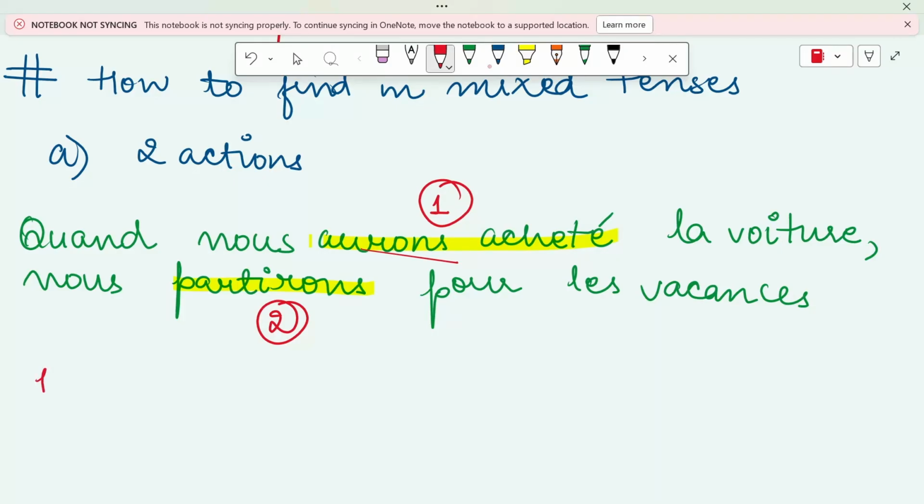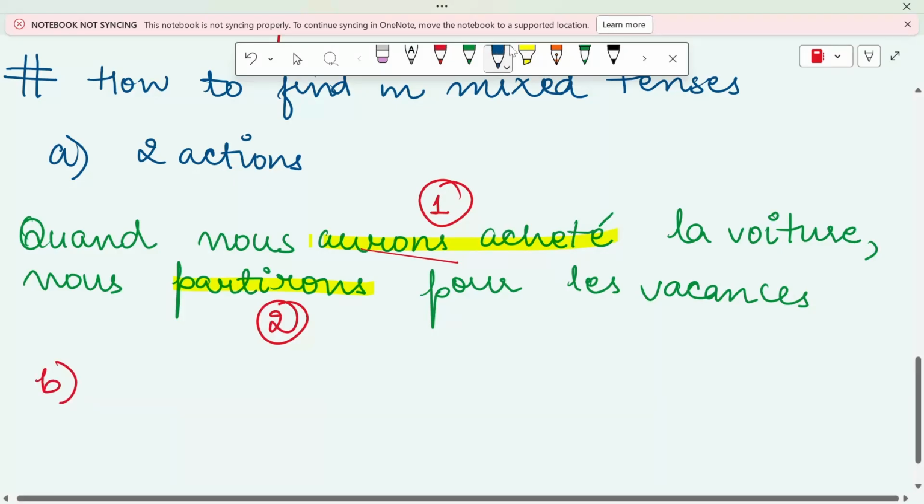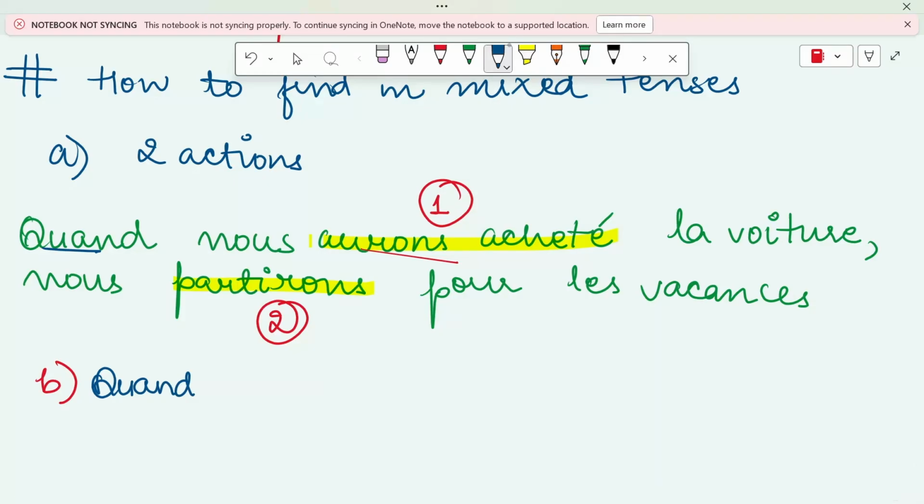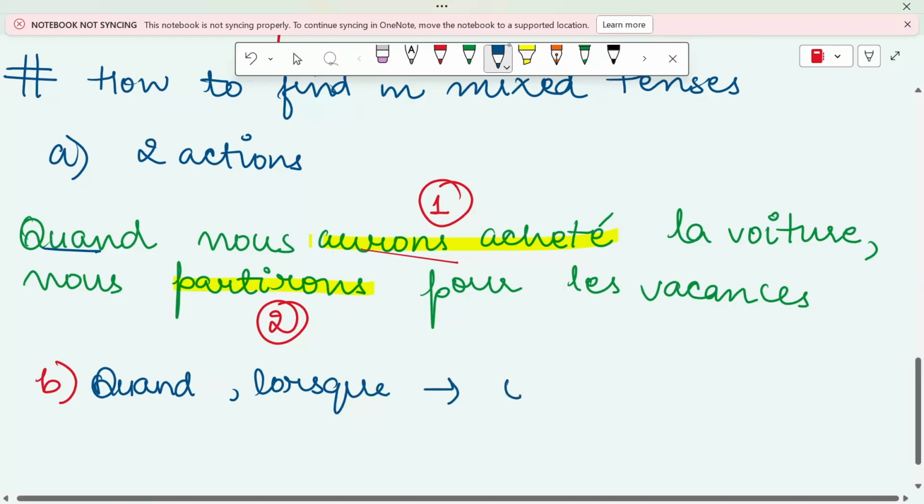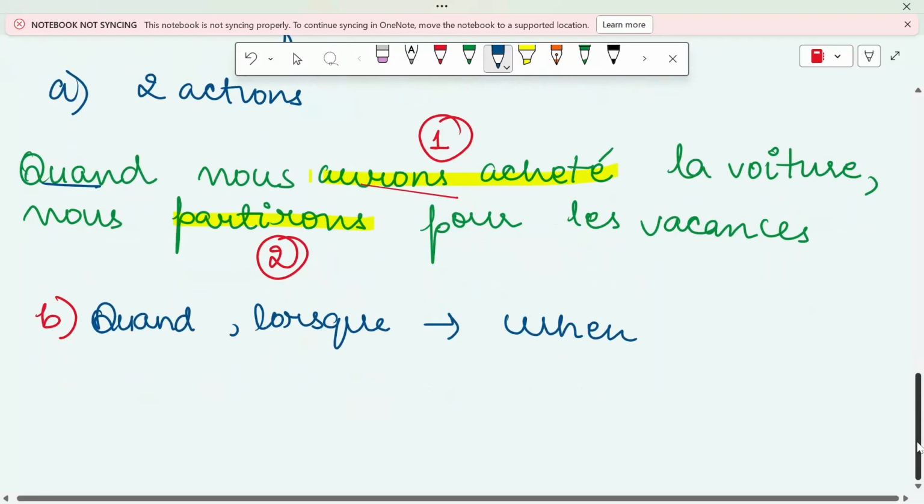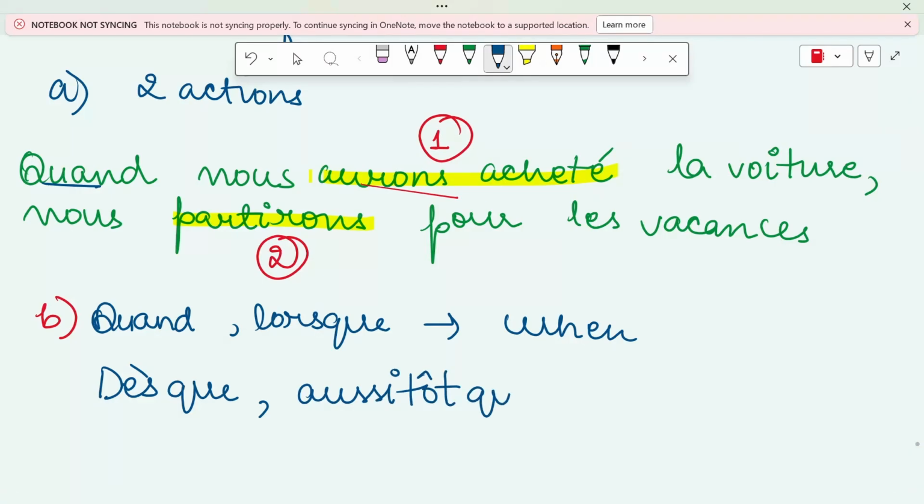Some other markers to find it are, for example, quand, that means when. So these are a few keywords which are often used together. It's like a certain conjunction that we use for future antérieur. Okay, so future antérieur is used immediately after these special words like quand, lorsque. Both of them mean when. Another one is dès que, aussitôt que, and they mean as soon as.